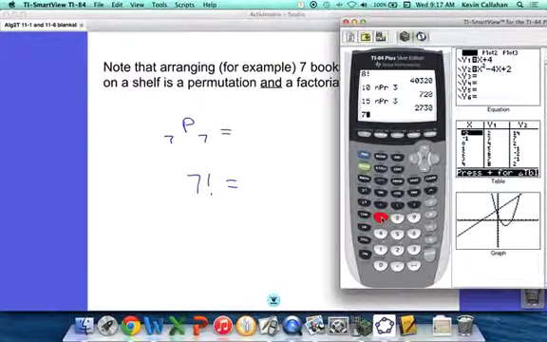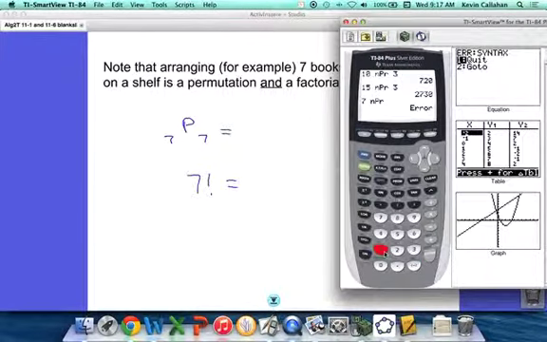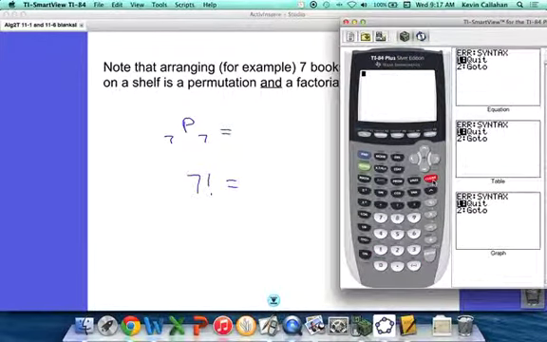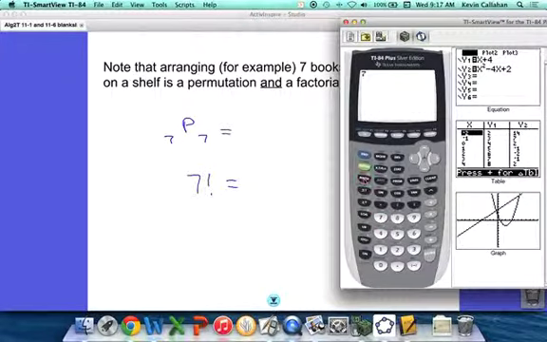If I go 7 factorial, 7, Math, PRB, 4. Clear. I did 2 and I meant to do clear. 7, Math, PRB, 4. 5040. Okay, now I'm going to do the permutation. 7, Math, PRB, 2. And we're going into 7 positions. Enter. 5040. Right? So they're all permutations.